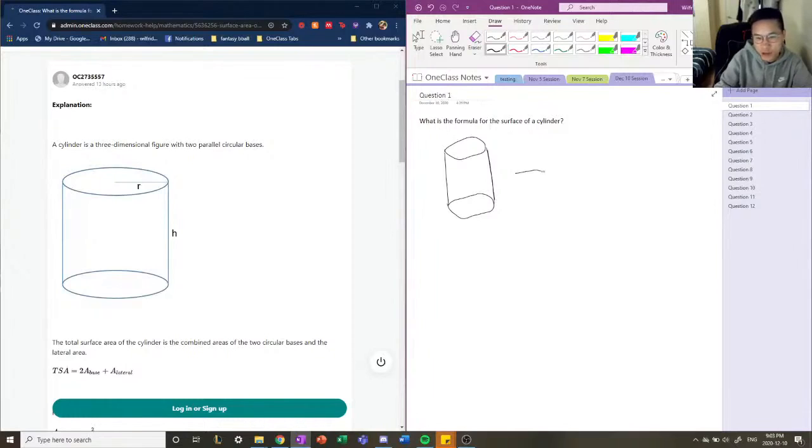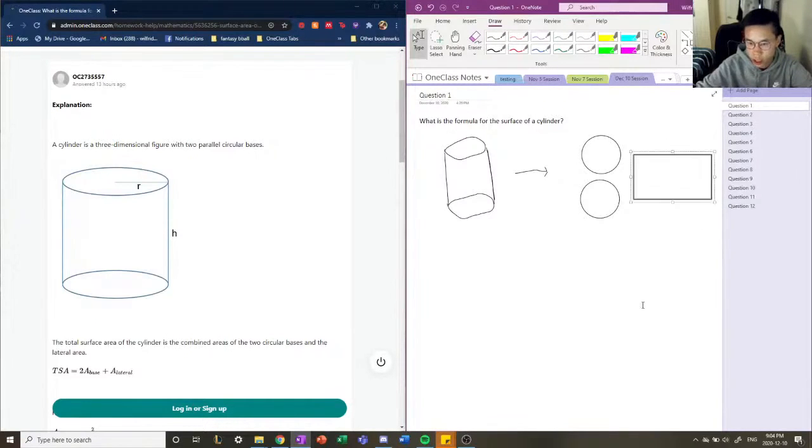So we can break it up into three different components, okay? First of all, we're going to have two circles of the same size. That means that they have the same radius. Secondly, we're going to have the lateral surface. If we unwrap the lateral surface that covers the space between these two parallel circles, we're going to have an actual rectangle. So this is what we're going to have. We need to calculate the areas of each of these and add them all together.